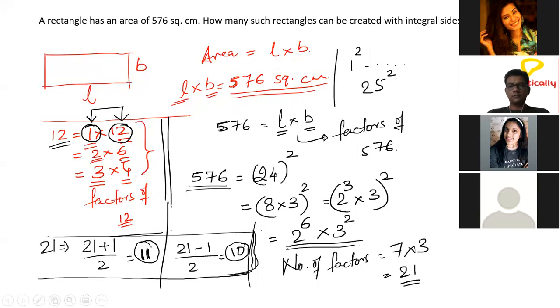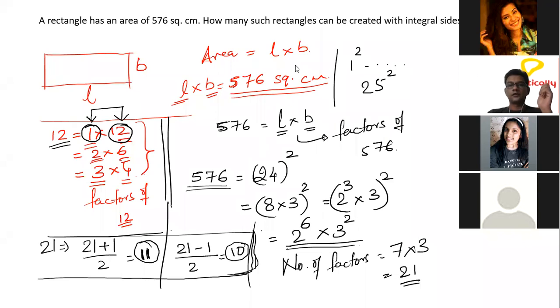Now, before we get into the last step part, can you guys tell me, type in the chat box, is a rectangle also a square? Type in your chat box, is a rectangle also a square? Okay, so I have a mixed answer here.